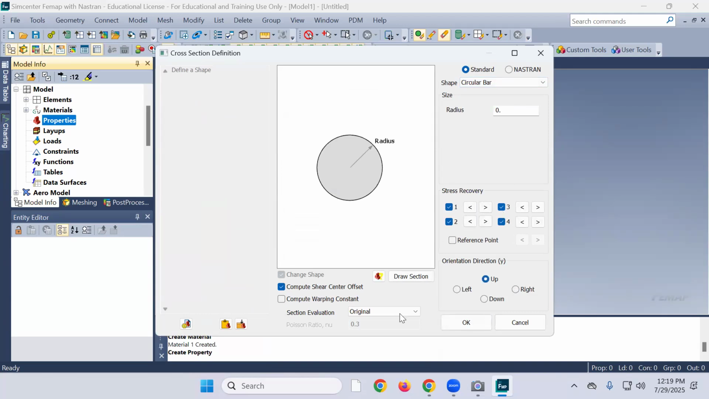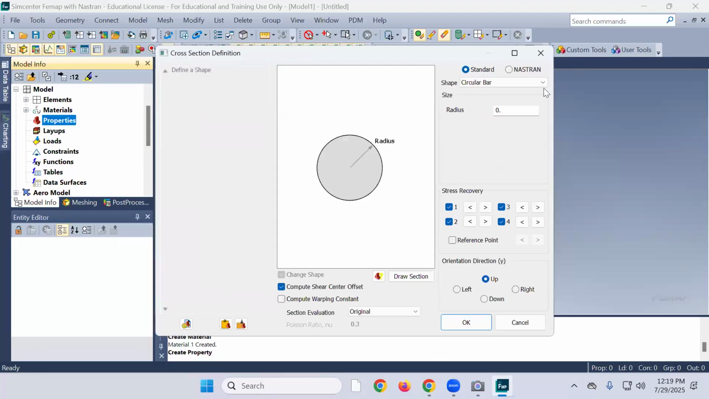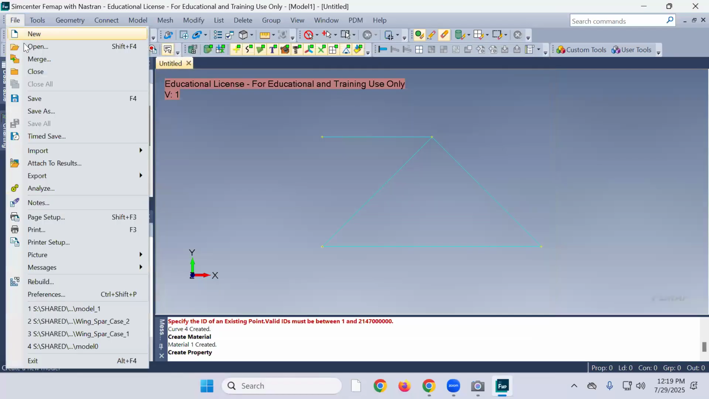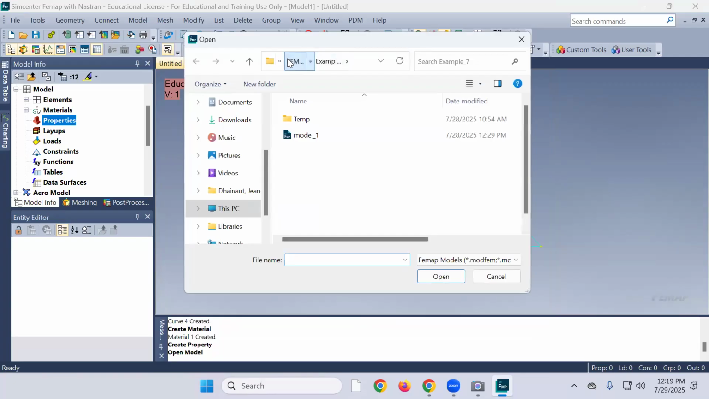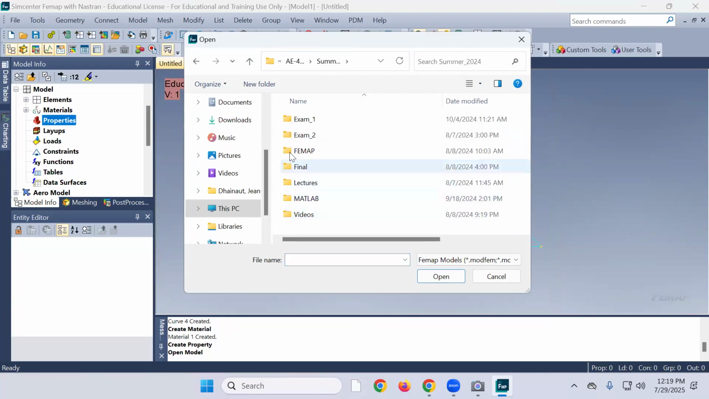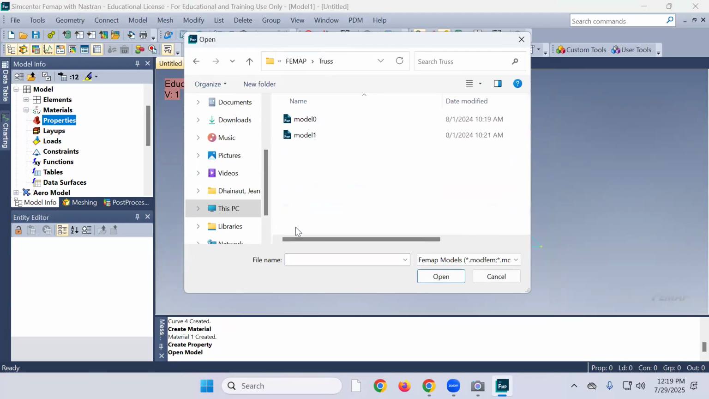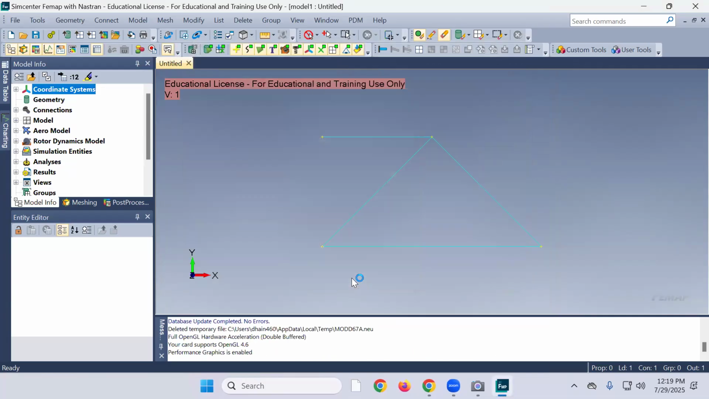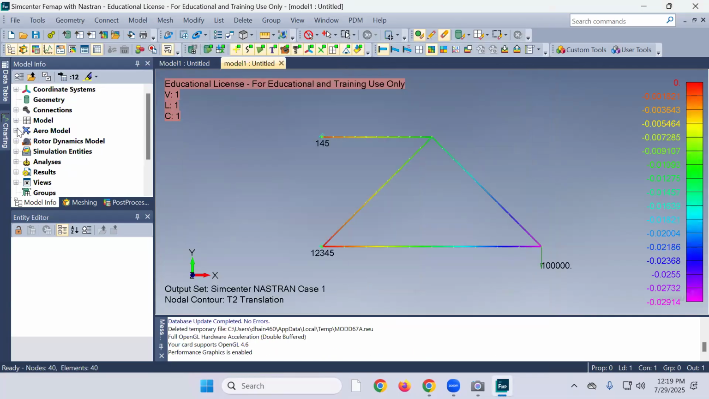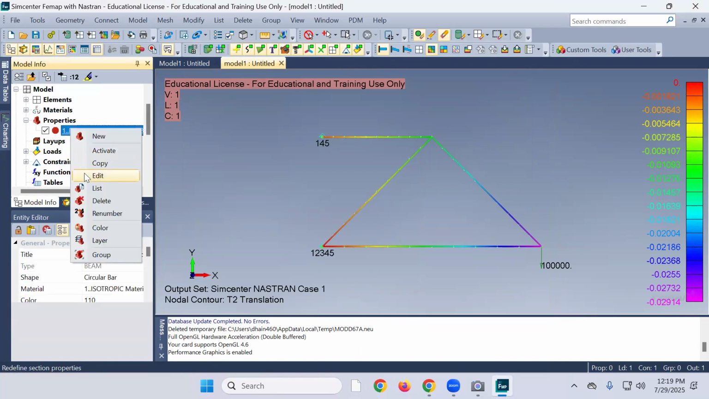We know the area is what? Is 400 millimeters squared. So what should be the radius for the area to be 400? So I'm going to do here, probably I did that another semester. So FEMAP summer. Let's see, last summer, if I did it. Truss, I guess it's this one. I don't know, but let me open this one. Okay, so let's see, model, property, beam. So it looks like I did the same thing.